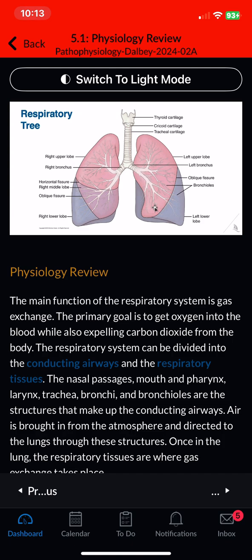The bronchi branch again into tertiary or segmental branches, and those eventually lead into the smallest bronchi called the bronchioles. Their terminal branches eventually enter into alveolar ducts, and then they terminate in the actual alveoli.